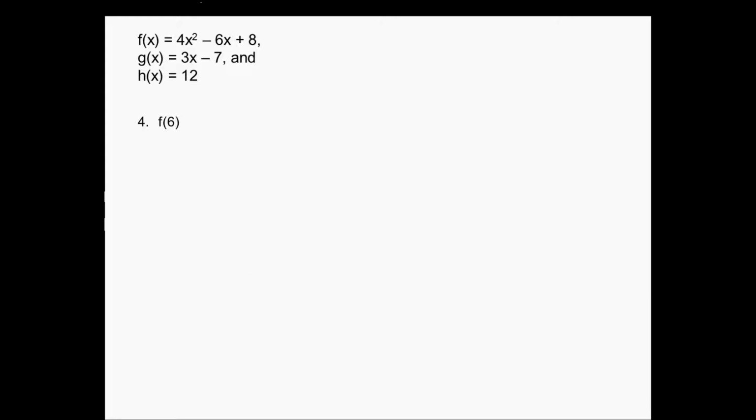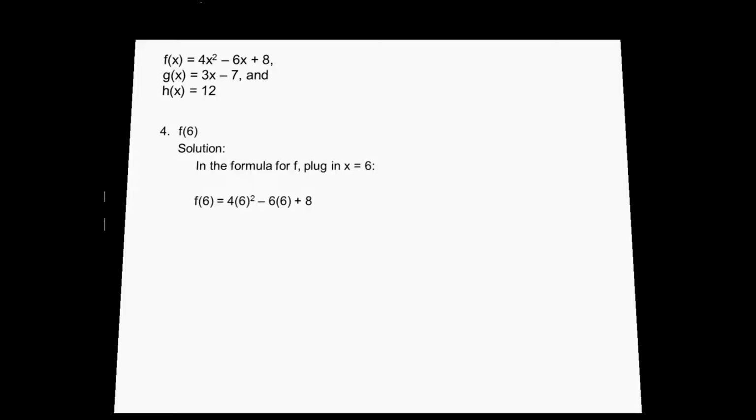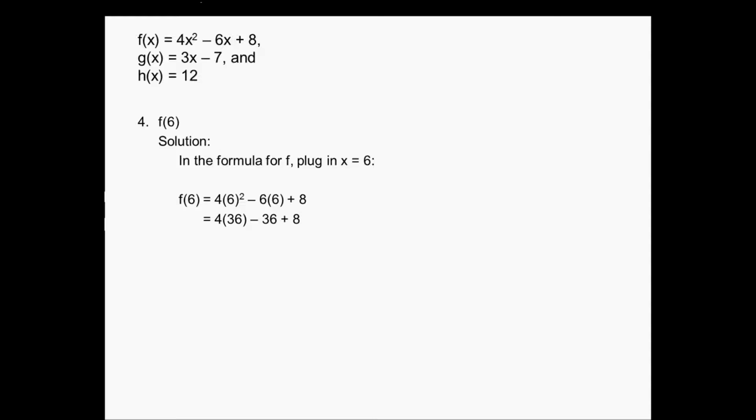Number 4, f of 6. In the formula for f, just plug in x is 6. So replace these two x's with 6. So 4 times 6 squared minus 6 times 6 plus 8. Okay, 6 squared is 36. So 4 times 36 minus 36 plus 8.